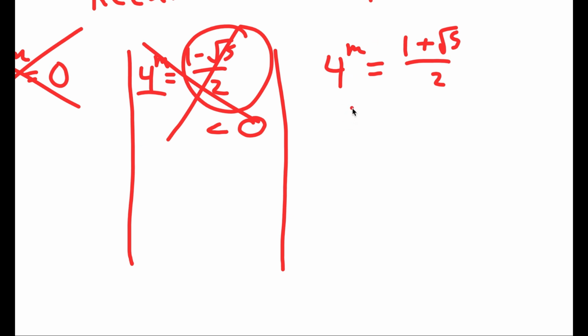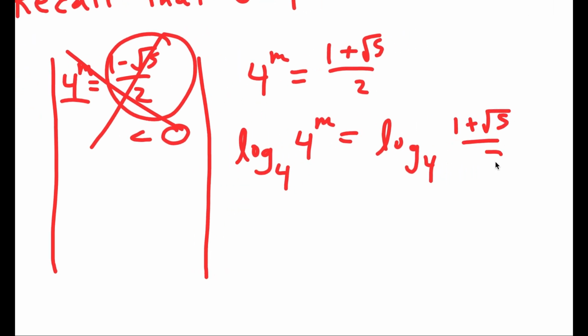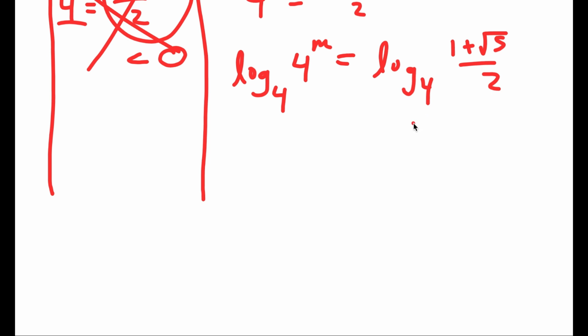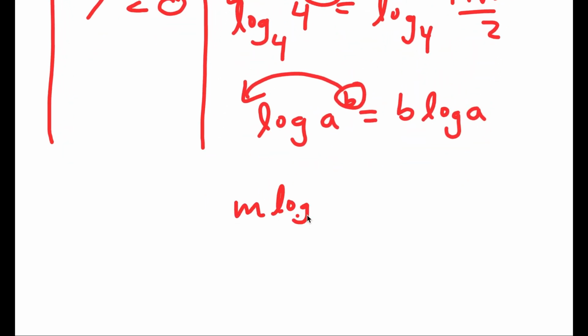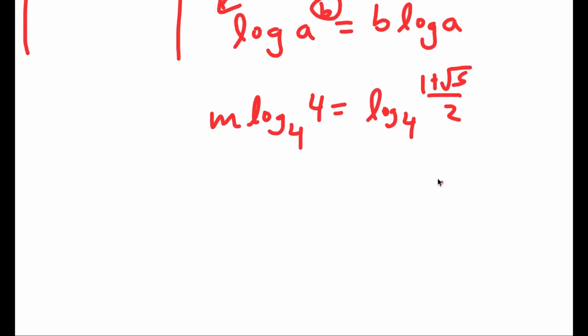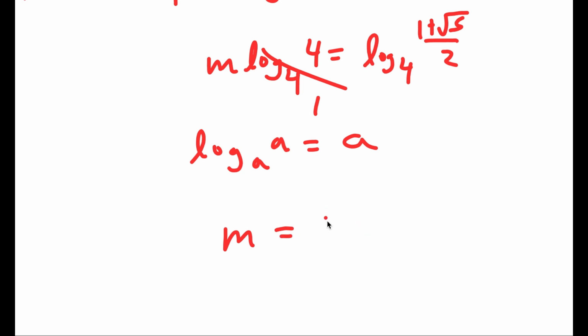So to solve this, I'm going to first start by taking the log base 4 on both sides. And now from here, if I have something in the form log a to the power of b, I can move this exponent b to the front. So this turns into b times log a. So I can move m to the front over here. So I get m times log base 4 of 4 is equal to log base 4 of 1 plus the square root of 5 over 2. Now, if I have something in the form log base a of a, this is simply equal to 1. So this cancels out to 1, and now I have m is equal to log base 4 of 1 plus the square root of 5 over 2.